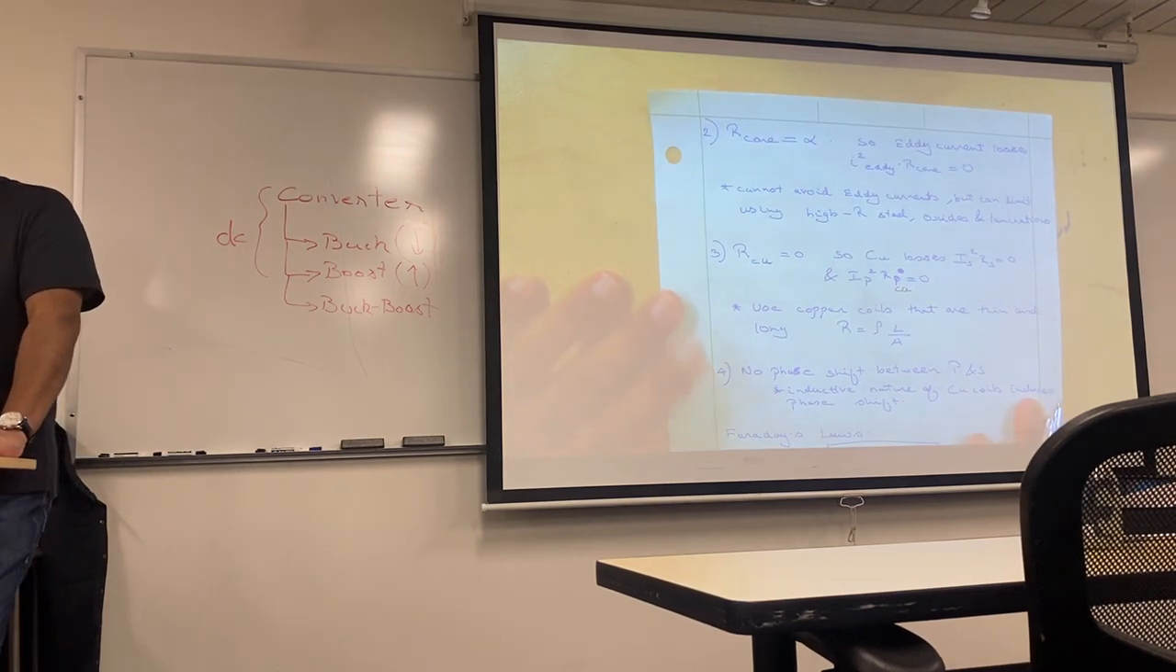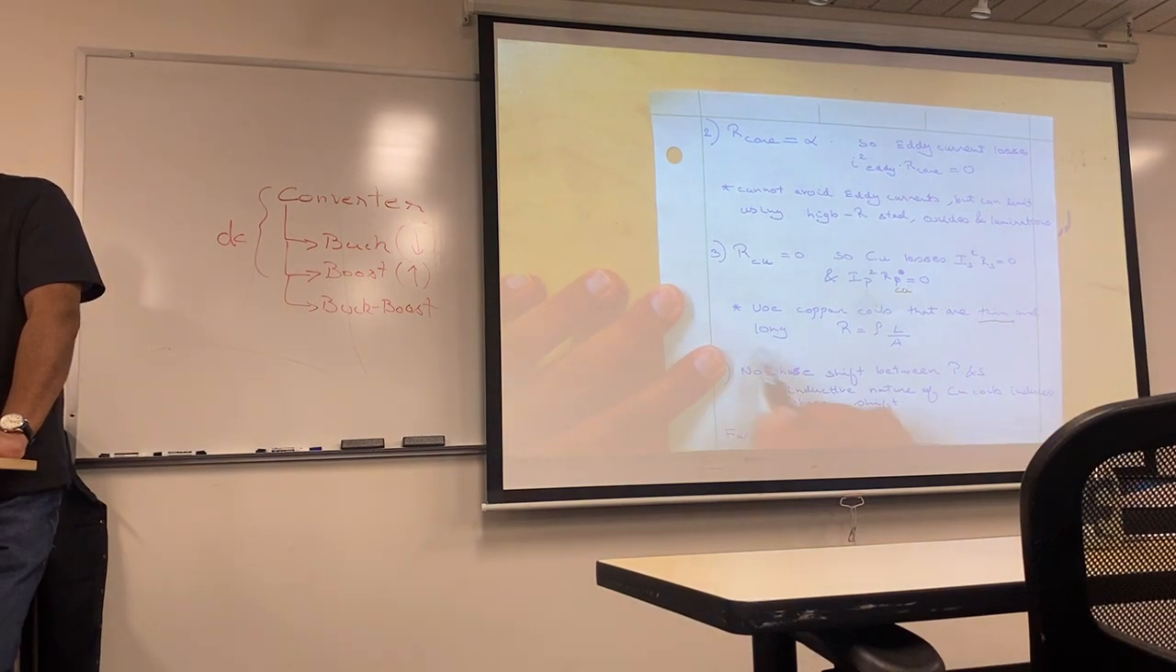I'm also going to assume that I'm going to use very thin and long wires or coils. What that does is, by making it long, the length L of my copper goes up, and by making it thin, my area actually comes down, which means my R value is going to increase.